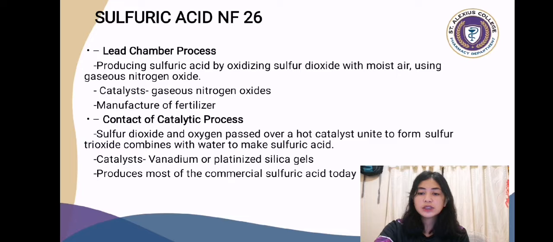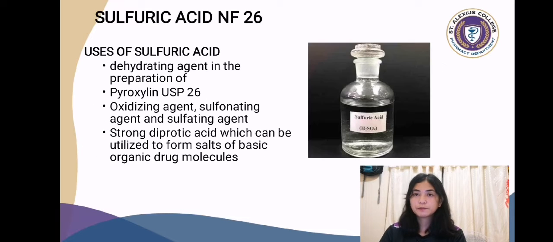The catalyst used is vanadium or platinized silica gels. So the contact process produces most of the commercial sulfuric acid today. Even though they are different ways, they both have the same principle, that is the oxidation of sulfur dioxide to sulfur trioxide and adding enough water to form sulfuric acid.